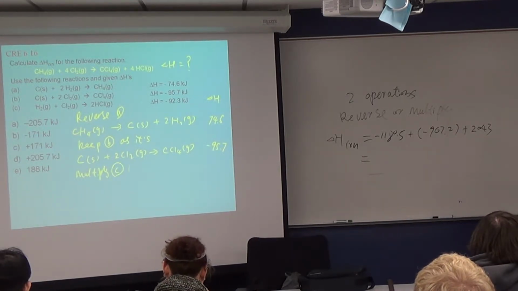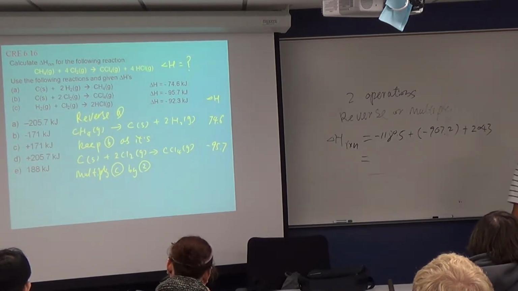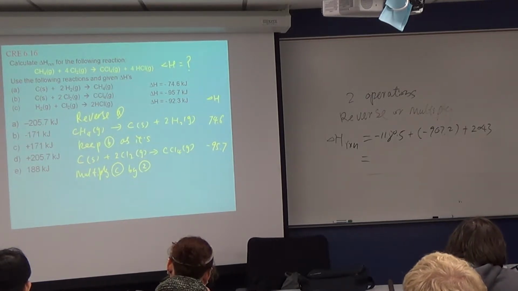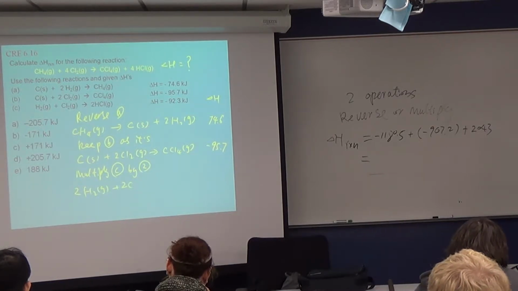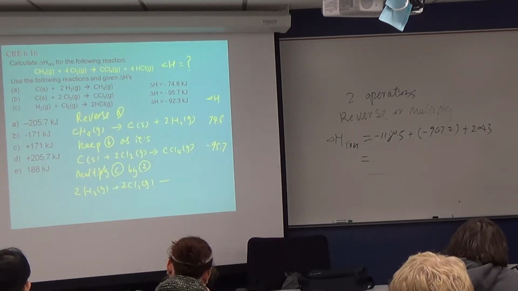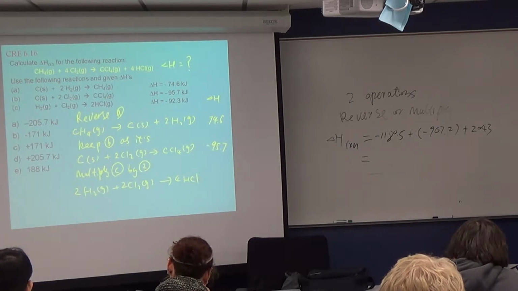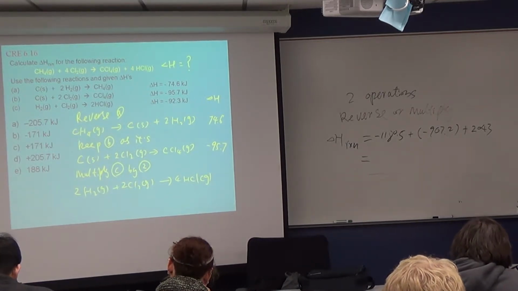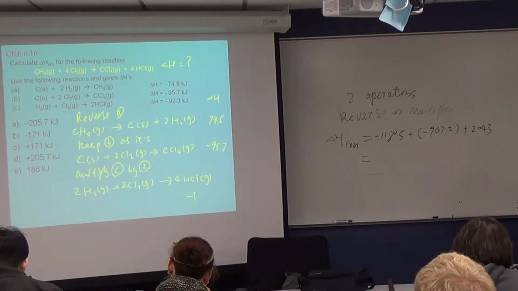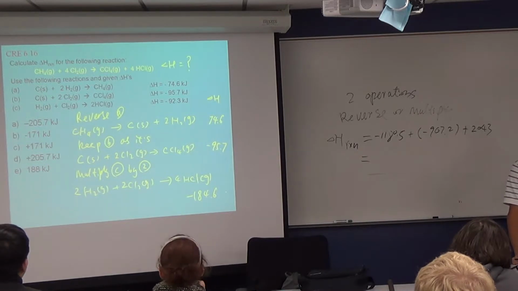Multiply C by 2. Don't do reverse, just multiply that by 2. So what you do, you will get 2H2 gas plus 2Cl2 gas and produce 4HCl gas. If you do that, your delta H will become negative 184.6. Where did I get this negative 184.6?